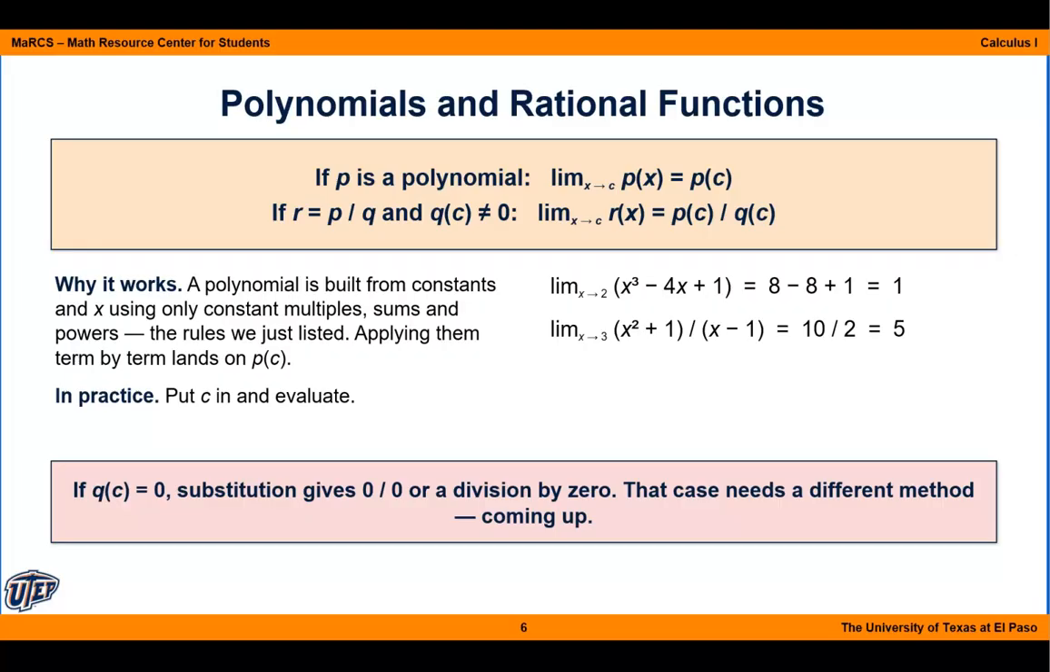A rational function is a quotient of two polynomials. We may also use direct substitution provided the denominator does not become 0. In the second example, substituting 3 gives 10 in the numerator and 2 in the denominator, so the limit is 5. If the denominator becomes 0, the quotient rule does not apply. We must examine the result and choose another method.